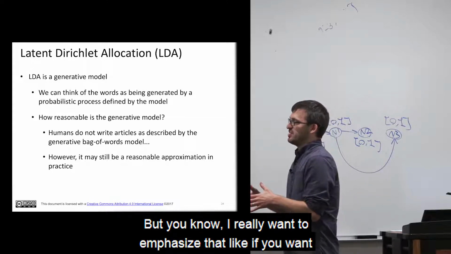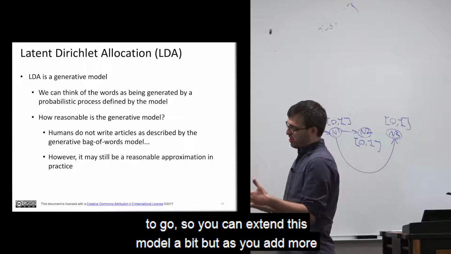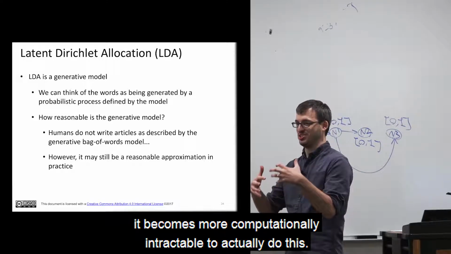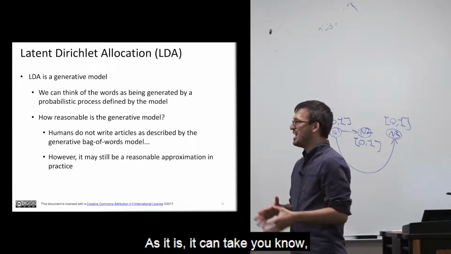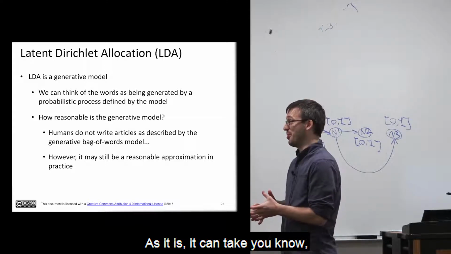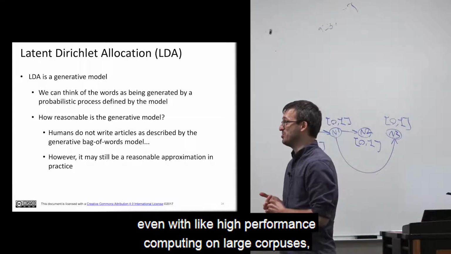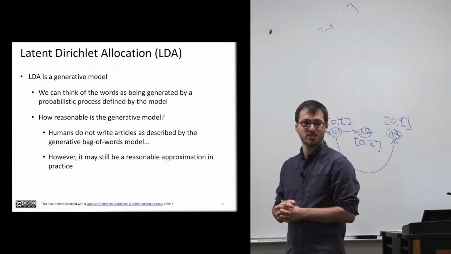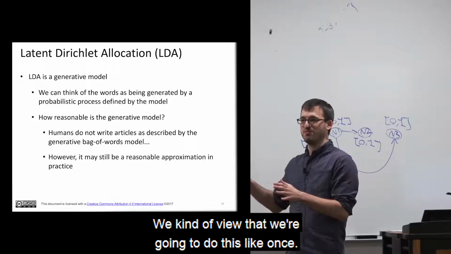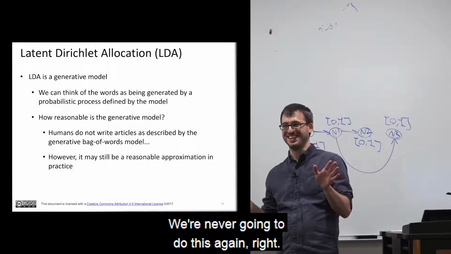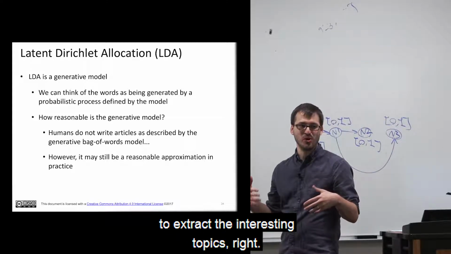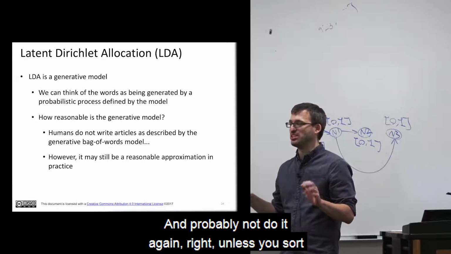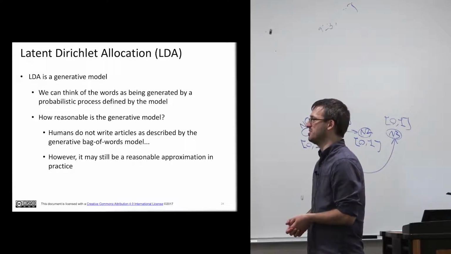But I really want to emphasize that you can extend this model a bit, but as you add more and more realistic assumptions, it becomes more computationally intractable. As it is, even with high performance computing on large corpuses, it can take hours or days to extract the topics. That's not necessarily a problem. We view that we're going to do this once. You're going to annotate your corpus, extract the interesting topics, and probably not do it again, unless your data is continuously increasing.